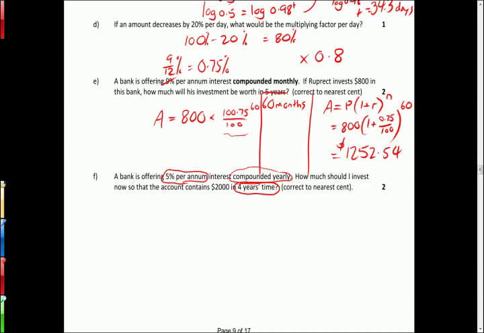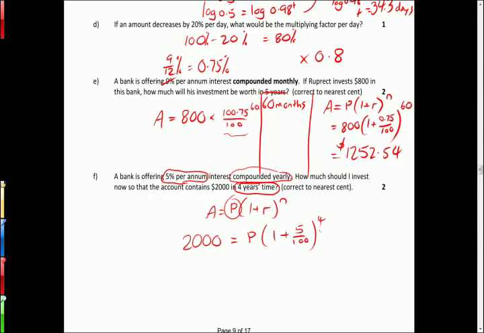So I'll go for that same formula here. If I say A equals P, 1 plus R to the N. We're saying that we want to know how much you invest, P, so the account will contain $2,000 in 4 years' time. So the final amount of the investment is $2,000. P is, I don't know, 1 plus the rate is 5%, and the N is 4 years.